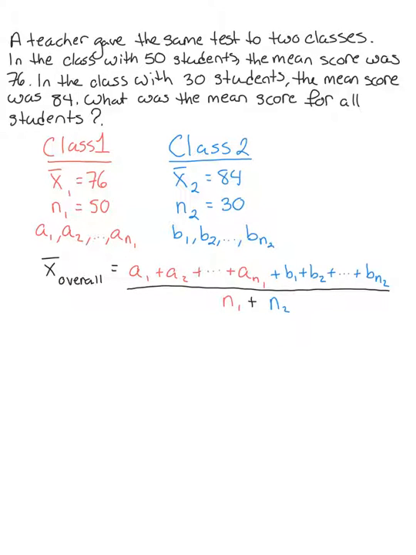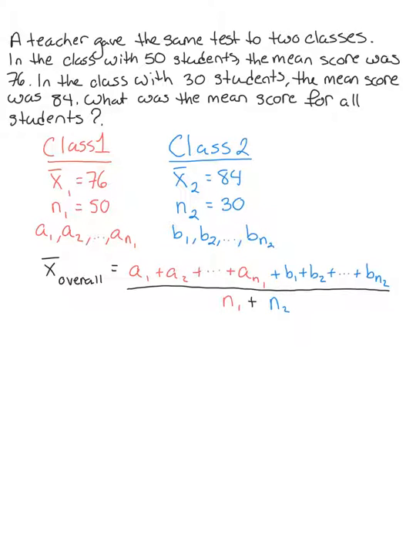In this video, we're going to be dealing with a problem that will explain the idea of a weighted average. So the problem given is such. A teacher gave the same test to two classes. In the class with 50 students, the mean score was 76. In the class with 30 students, the mean score was 84. What was the mean score for all students?